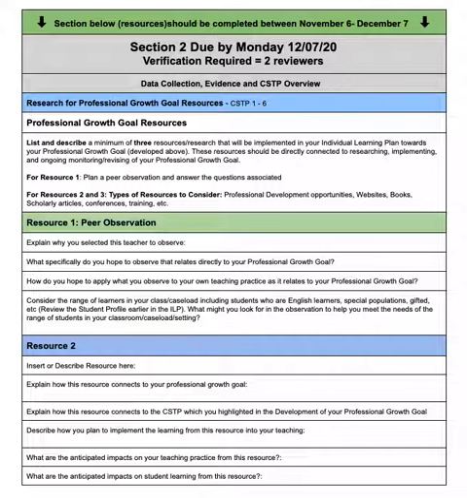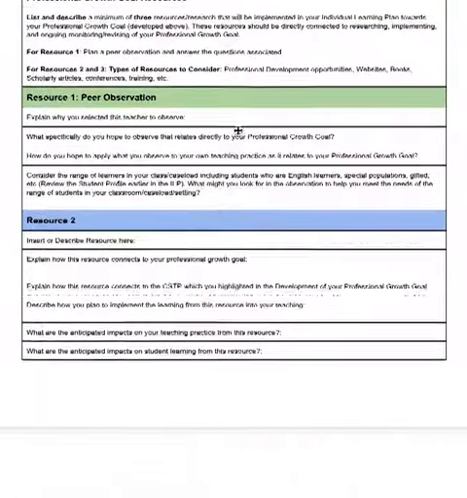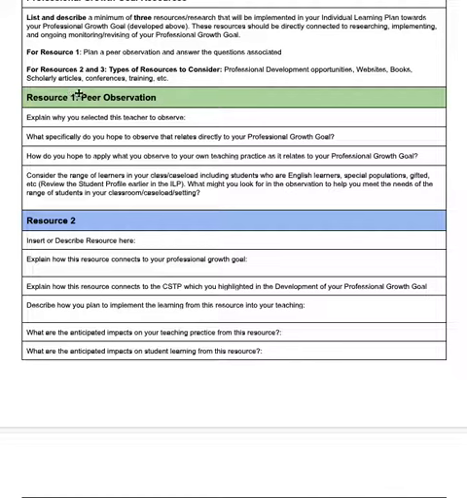In this section, you will identify and describe 3 resources that you will implement toward the professional growth goal you developed in Section 1 of the assignment. The first resource is specified to be a peer observation. Thoughtfully consider who you will observe to support the professional growth goal and then answer the following questions.